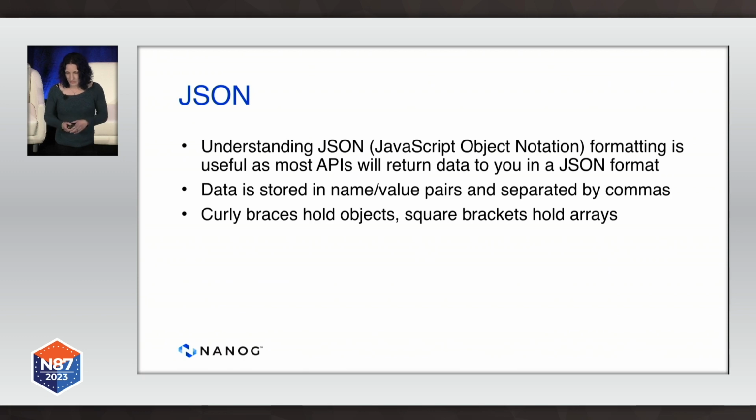JSON also is really useful. It helps to have an understanding of how JSON, JavaScript Object Notation formatting, works. Most of your APIs are going to return data to you in JSON. So if you understand how it's stored, with name-value pairs separated by commas, curly braces holding your objects, and square brackets holding your arrays, it's super easy to manipulate your outputs and just get the relevant parts within the JSON that you need for your scripts.